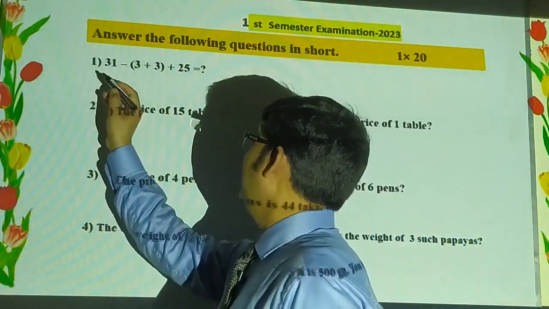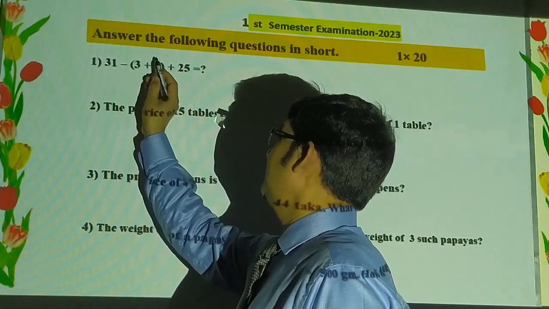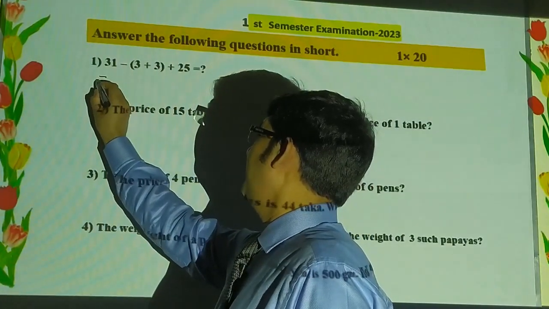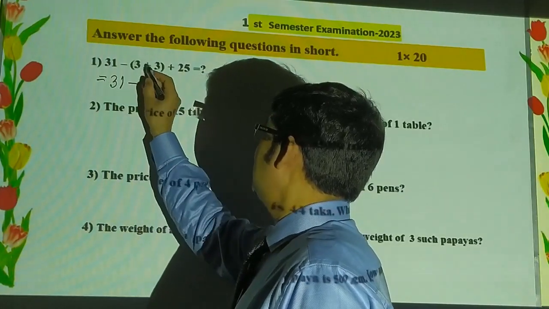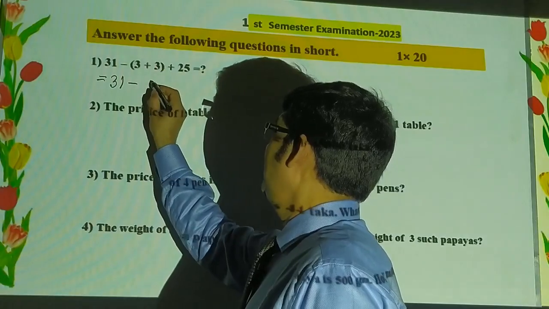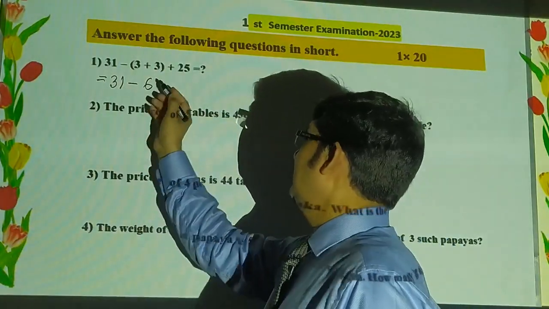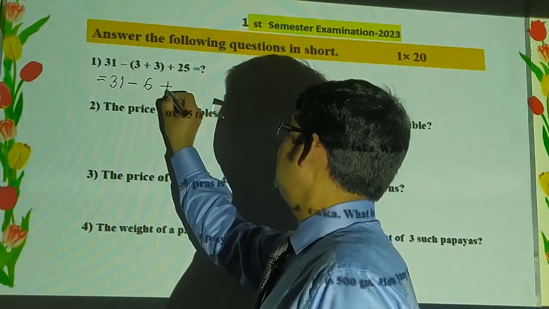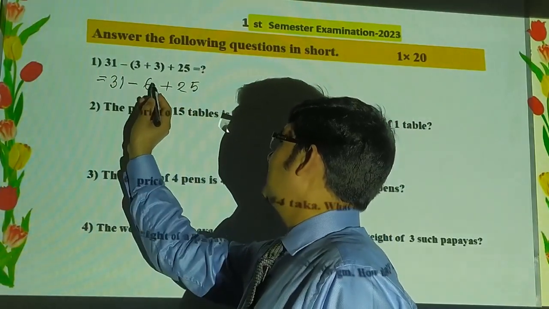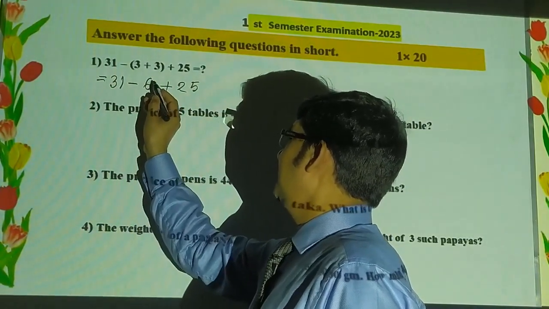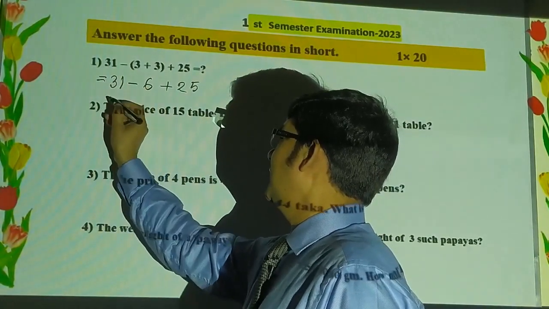My students, at first you will work in the bracket. In the first bracket, you will work first. Okay, so you will write 31 minus, subtraction, and 3 plus 3 is 6. Suppose 3 plus 2, 3 plus 5, this type of math, this type of number will be given plus. You subtract this 6 from the previous number.